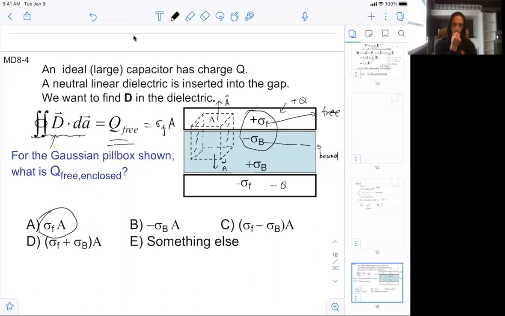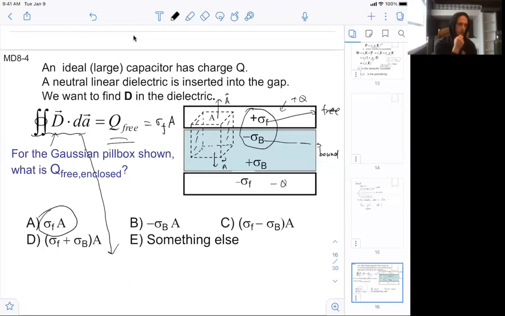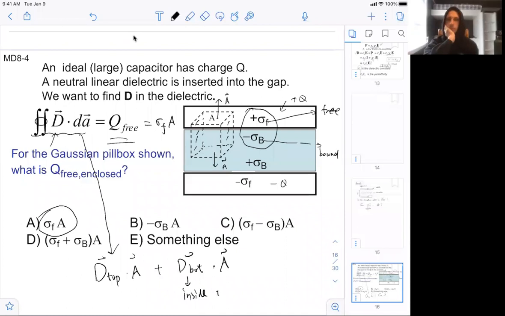This entire integration simplifies into the top surface D dotted into area A, plus the bottom surface D dotted into another area A. I'm not reducing the dot product just yet. Look at the top surface. The top surface here is inside the conducting plate. This is metal, right? So what is D here? The D at the bottom surface is the D inside the dielectric material. This is inside the dielectric, and this is inside the metal. What is D inside metal?